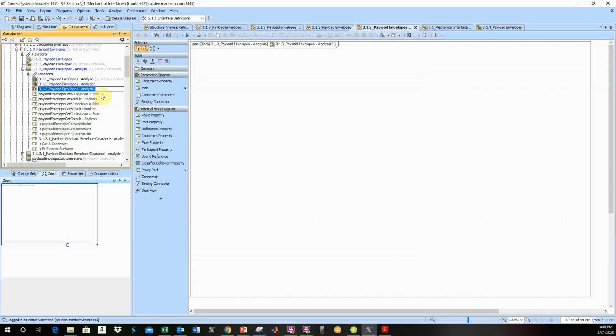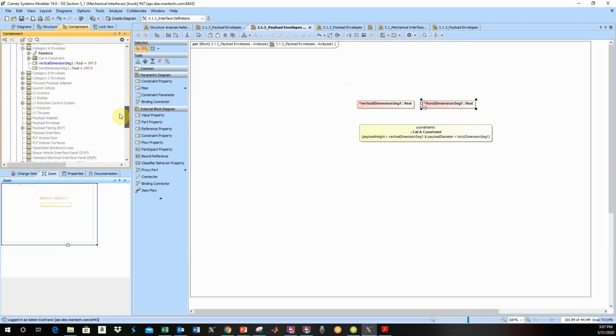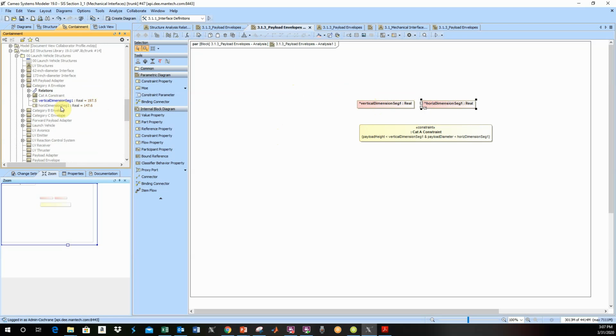So I'm going to cancel that because I already did that. Let's see, I don't want to do that. So it's this one here. I deleted all the other ones because I was interested in these, because it created this parametric diagram. These two value properties are from the used project, from the library, right down here. See, vertical dimension, horizontal dimension. This cat A constraint is the cat A constraint that's under the cat A envelope.